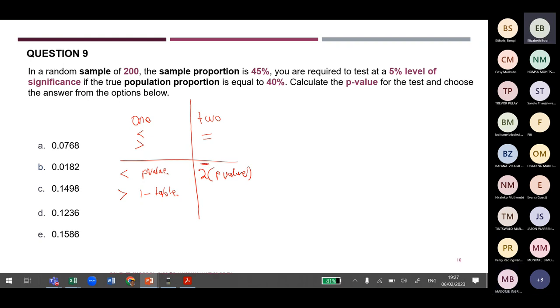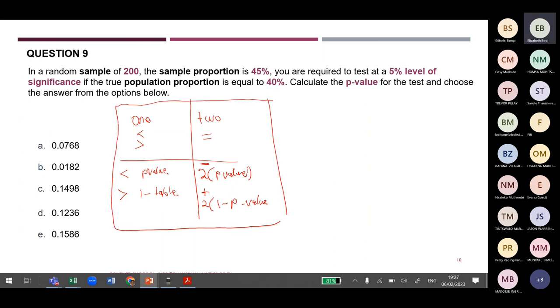Only if the answer was negative. If it was positive, it will be 2 times 1 minus the p-value. Remember that we dealt with this. We did this when we were refreshing. But before you can get to the p-value, you need to calculate Z. Well, let's go calculate that. You need to calculate the Z stat.